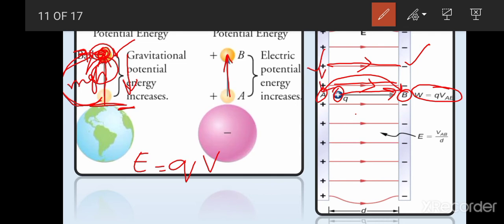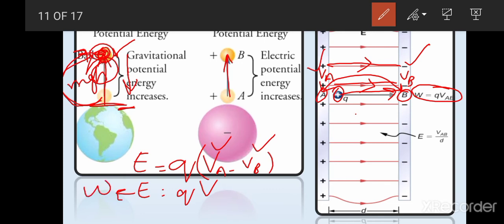So if VA is the electric potential of point A and VB is the electric potential of point B, then this V will be actually VA minus VB, because point A is at higher potential and point B is at lower potential. So it will be E equals to QV. This is actually the work done by the charge by supplying energy, and it is equal to the product of the amount of charge and the potential difference between these 2 points.